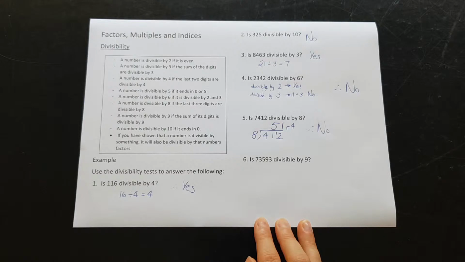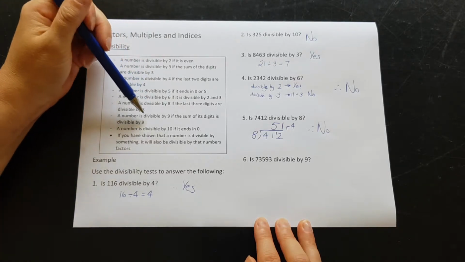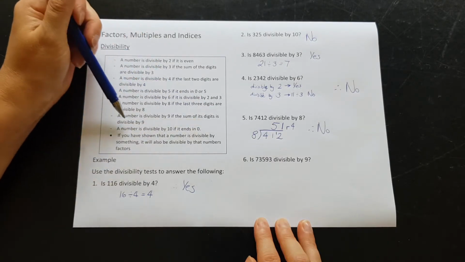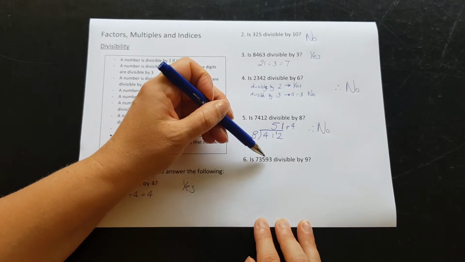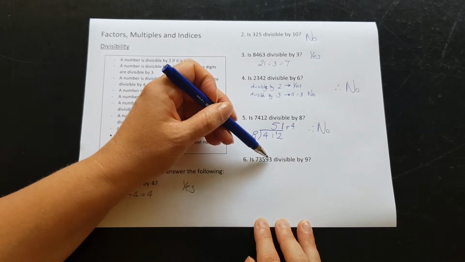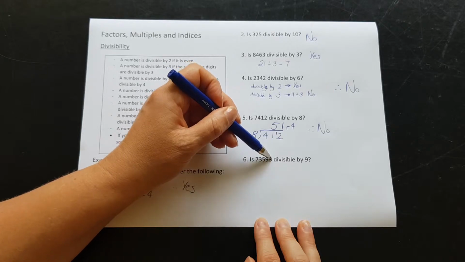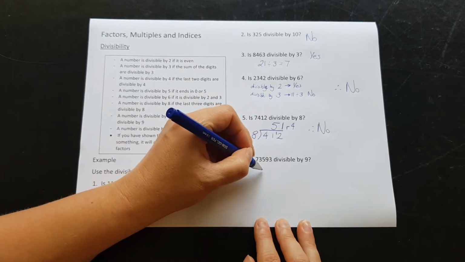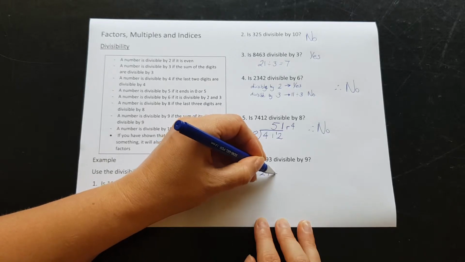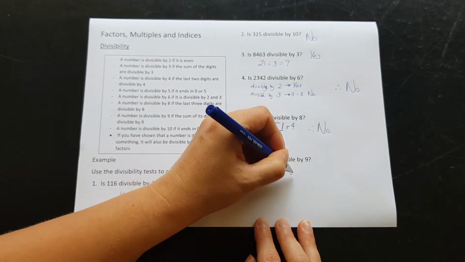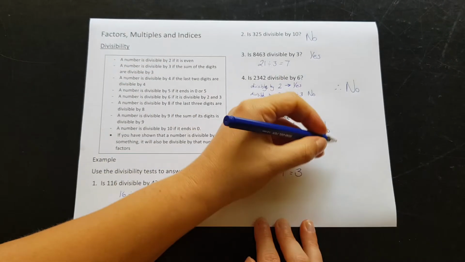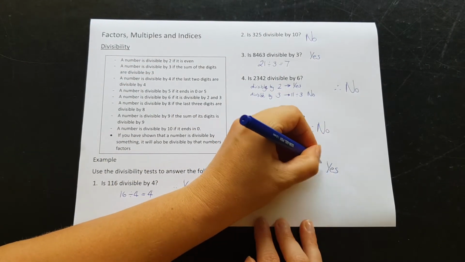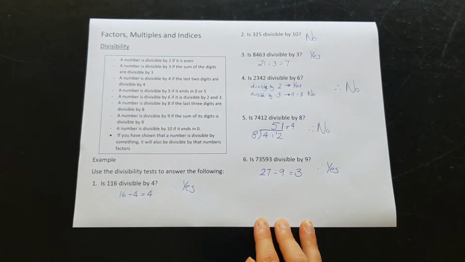Question 6, is 73,593 divisible by 9? If it is, then the sum of its digits is divisible by 9. We have to add these up. 7 plus 3 is 10, plus 5 is 15, plus 9 is 24, plus 3 is 27. So the sum is 27. If I divide that by 9, I get a nice 3, a nice even number. So that means yes, that very big number there is divisible by 9.